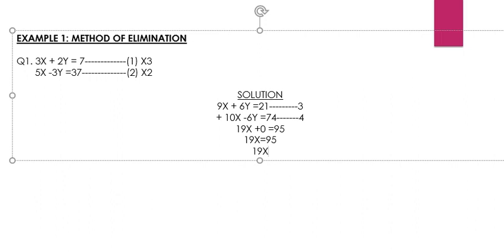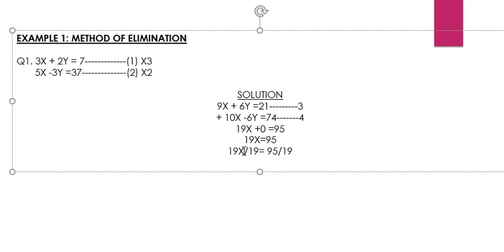So 19x divided by 19 on the left hand side, and then on the right hand side we're having 95 divided by 19, right? And so 19x over 19, the 19 will cancel itself, leaving us with 1. And so we have 1x equals 95 divided by 19 is giving us 5. And so therefore our x is giving us 5. So this is the answer for x.